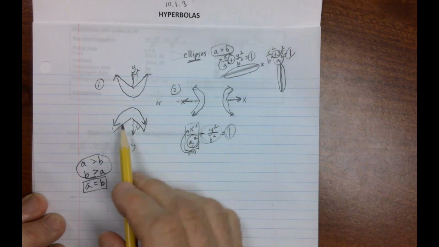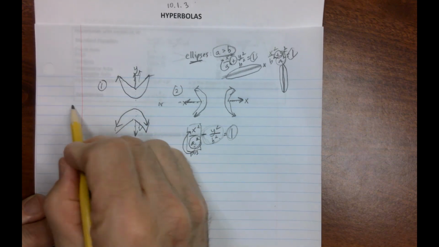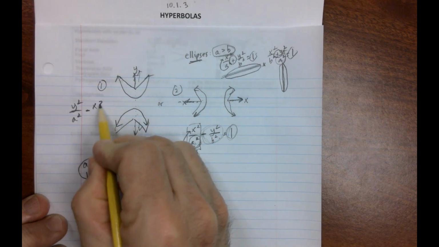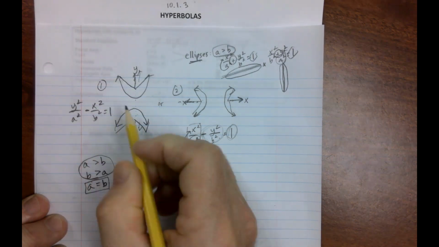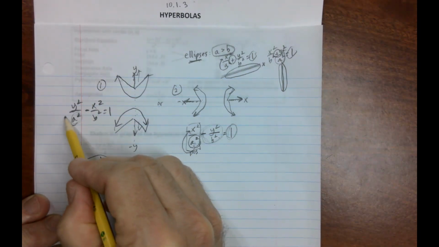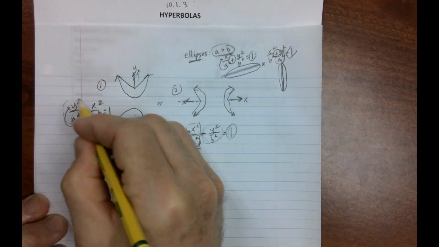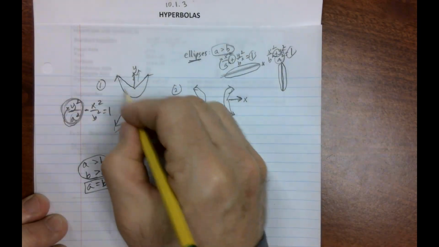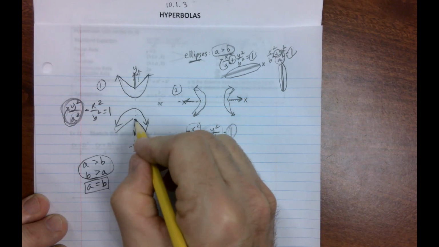Now what would this one look like? Well, this one would look like y squared over a squared minus x squared over b squared equals 1. So notice my a is part of my positive stuff. And that means because it's under the y, my Pac-Men are going to eat up and down.